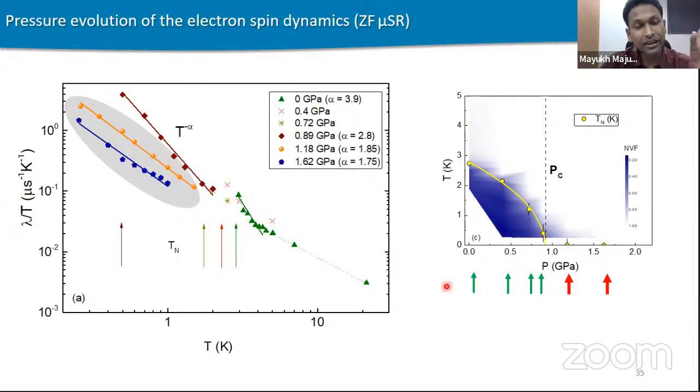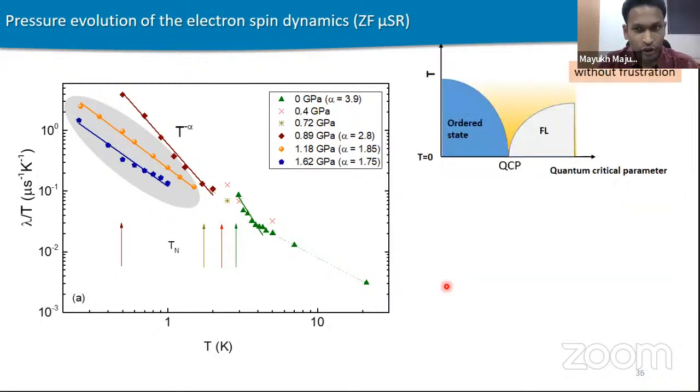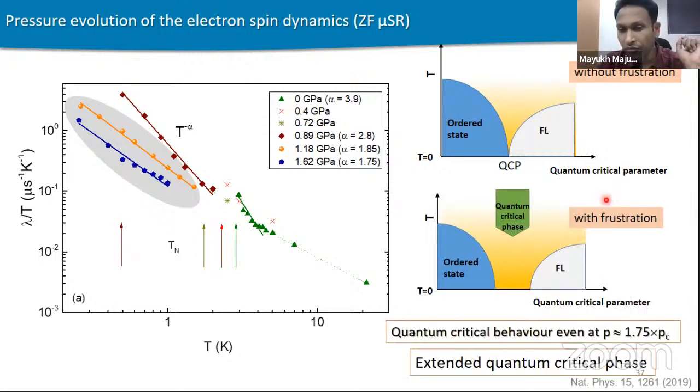And that surprised us, that indeed there is a huge difference between a system where there is no frustration but quantum criticality, and a system where you have quantum criticality along with frustration. As I said, without frustration, this is usually the generic phase diagram: you suppress the ordering, you have this quantum critical point, and around that you have this quantum critical behavior. But with the incorporation of frustration, we do not have any quantum critical point, but rather a quantum critical phase. So we have seen this extended quantum critical phase in a system where Kondo, RKKY, and frustration come into play.